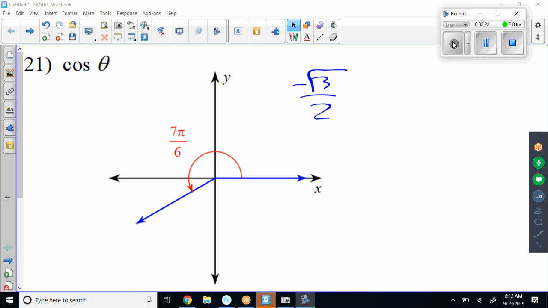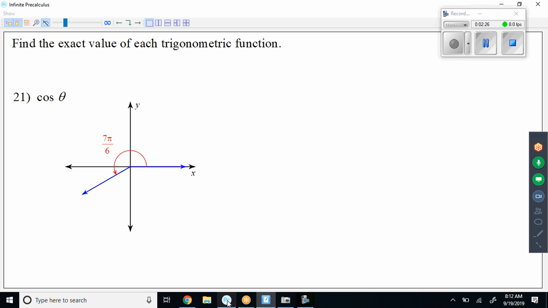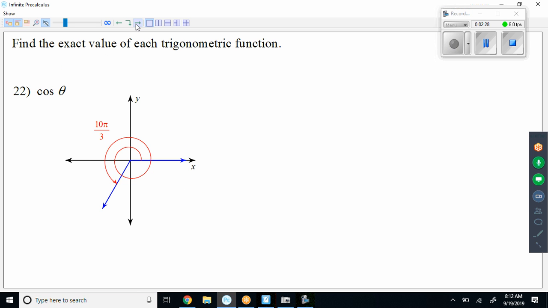So let's do another. That's 21. Let's do 22. This one may throw a curveball at you, but I think you'll be okay. I'm going to show you how to attack this.